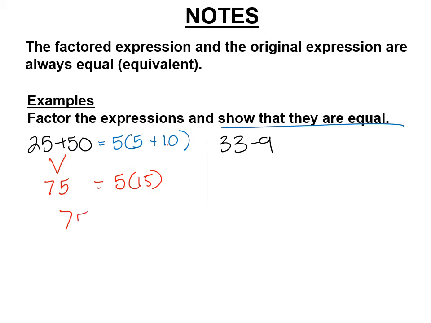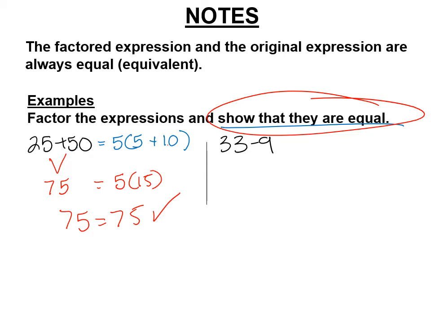And then you show me that 5 times 15 is 75. So the red is showing that they're equal. The blue is the factoring. All right, so let's do the next one.